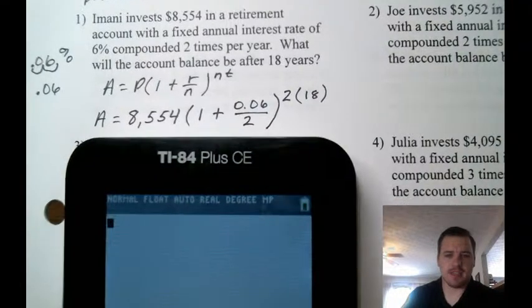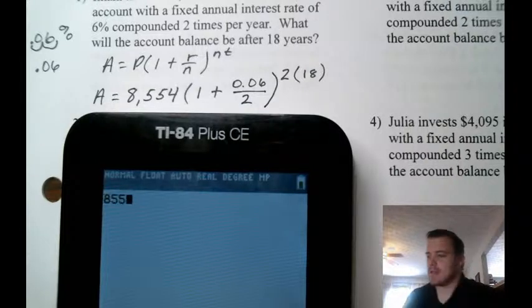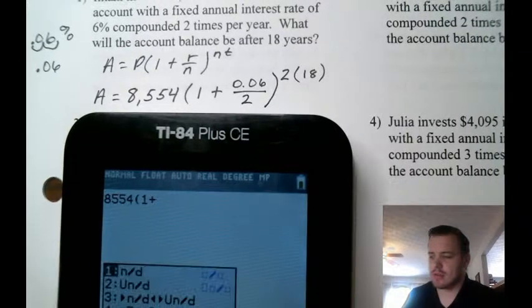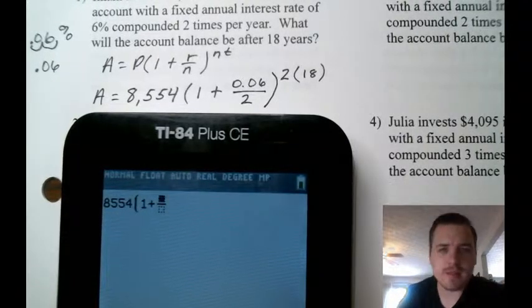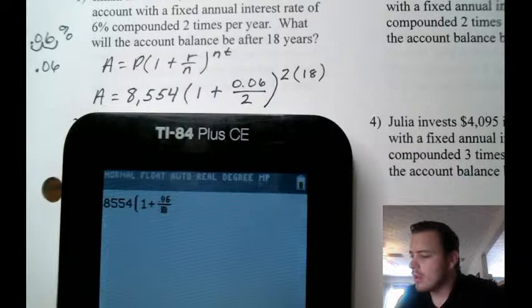So from there, we just get our calculator, guys, and we just type it directly in. 8554 times 1 plus, now watch this, I'm going to hit alpha y equals to get my fraction button. If you don't have that fraction button, then you can just write it as a normal fraction. And the number is 0.06 over 2, and then raised to the 2 times 18 power.